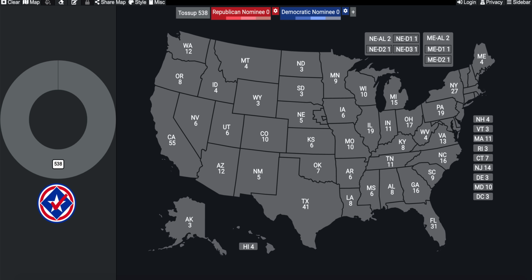Today is Tuesday, December 15th, 2020, and today we're going to be taking a look at the 2024 electoral map and talk about my initial ratings for some of these states.